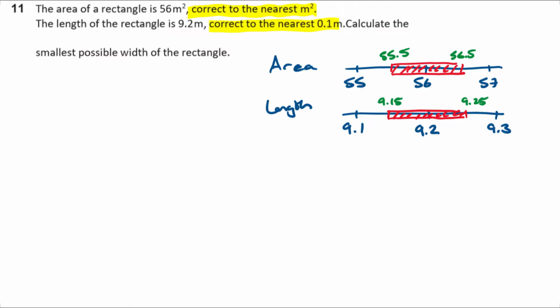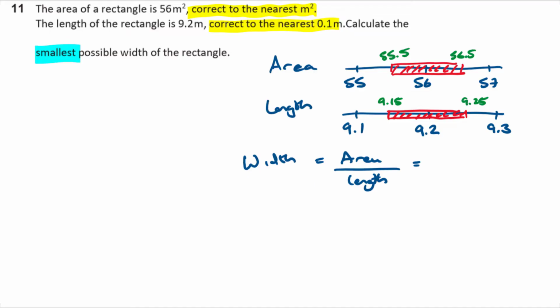Okay. Now, when we're working out, well, we need to work out the width, isn't it? So area equals length times width, normally. So then width is going to be area divided by length. Width equals area over length. Okay. Now we want this to be the smallest possible value that it can be. Okay. So which of these values up here in my diagram do I need to pick in order to deliver that smallest possible width? Okay.